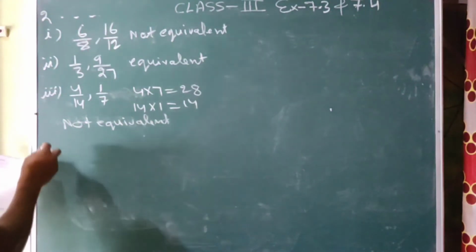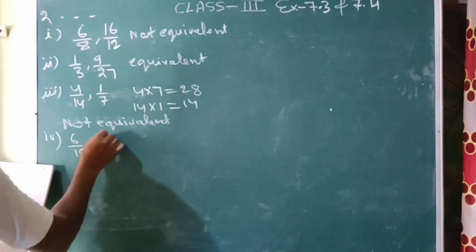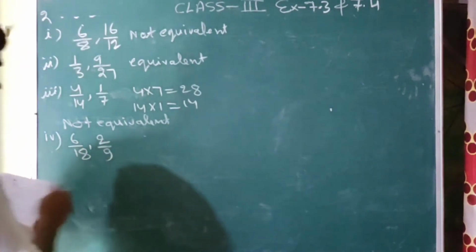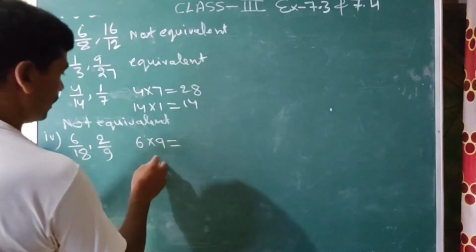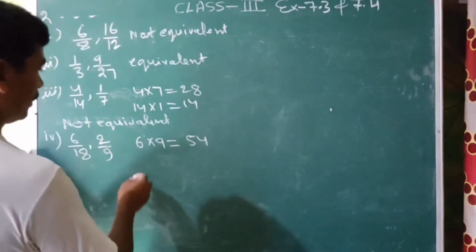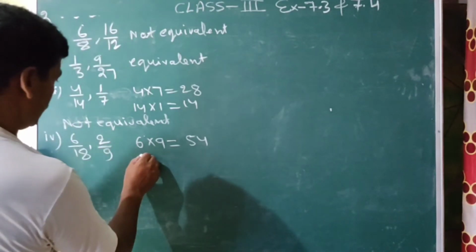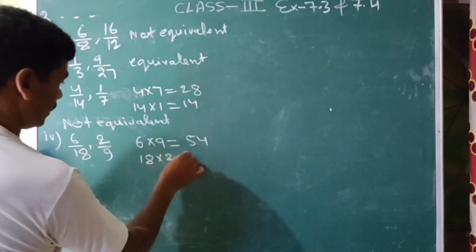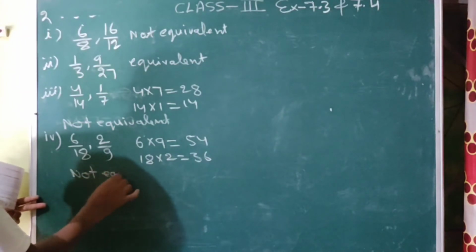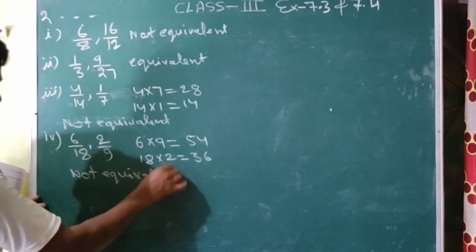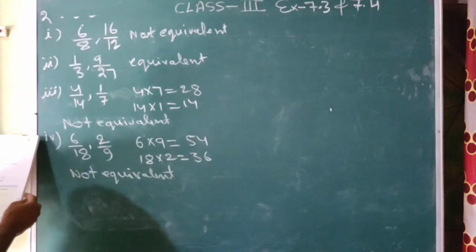Then the fourth part, 6 upon 18 and then 2 upon 9. Here we will do 6 9 ja 54, and then 18 2 ja 36. Both are not the same, so not equivalent. Right? And then the fourth part is done.